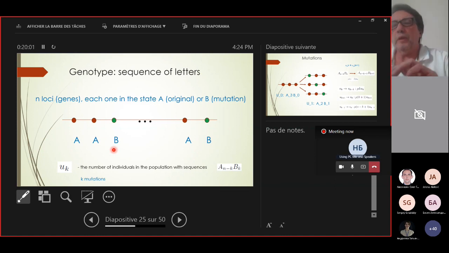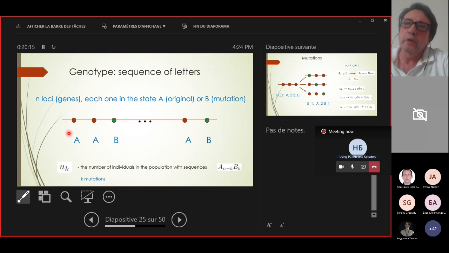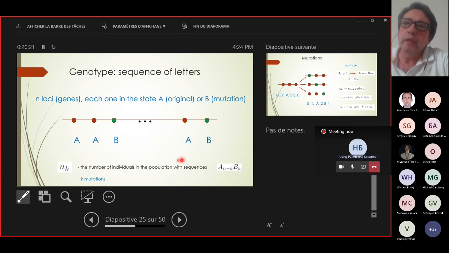So first of all, what are we talking about? We will characterize the population, or each individual in the population, with its genotype. For us, of course, we don't go very profoundly into the biological theory. We'll take a very simple characterization. We'll consider that each individual is characterized by a number of genes. For example, here there are n genes, and each one of these genes can be in its original state called A, or in its mutated state called B. So like that, we have n letters A and B.